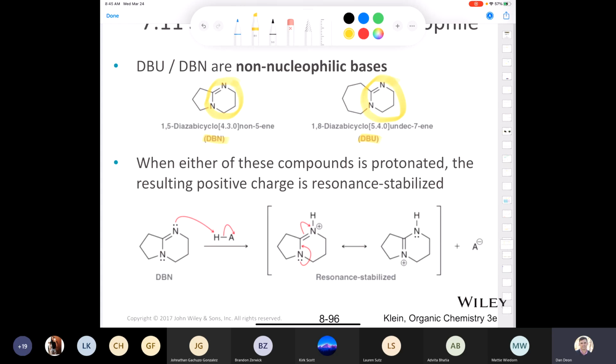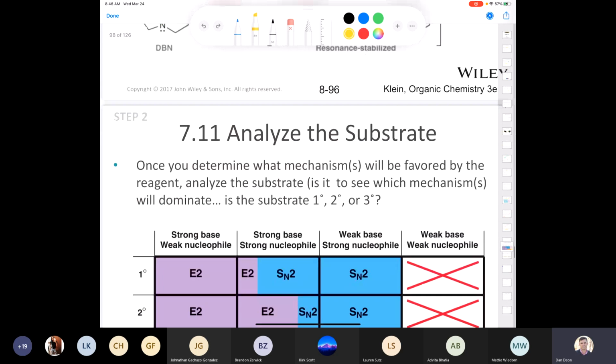And to be honest, I don't even know if their structures come up again in our textbook. The DBU and DBN acronyms come up all the time in organic chemistry, but I don't even know if he ever shows the structure of these again in the book. It kind of goes over them pretty quickly.